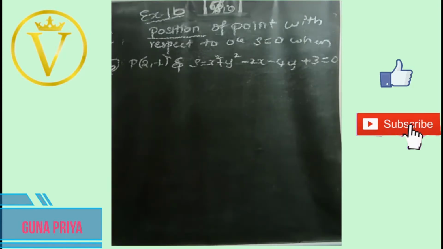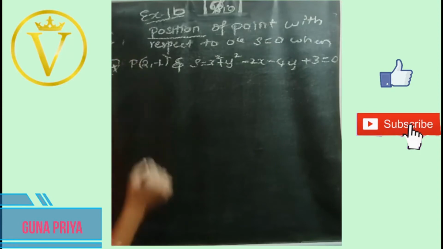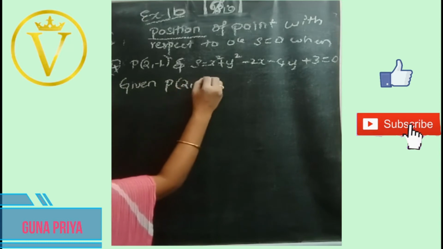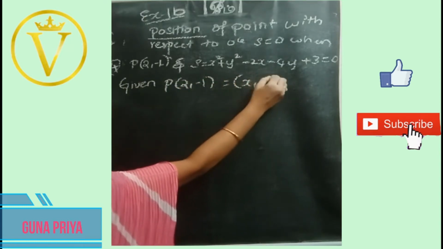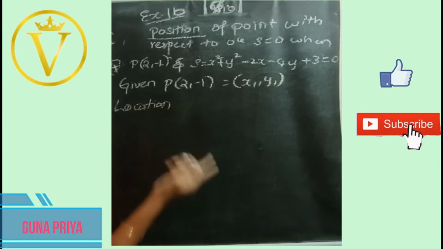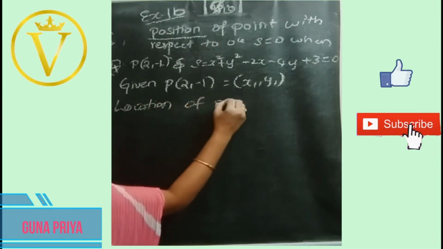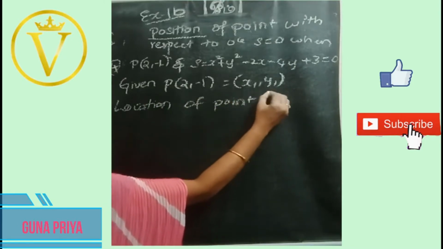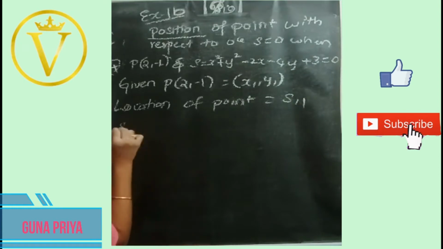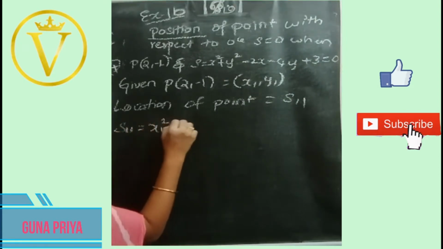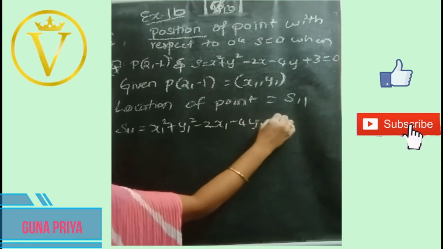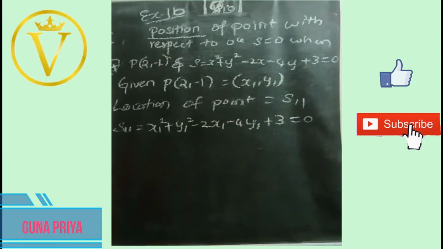Now this is the fourth problem. Given the point (2, -1), that is (x1, y1). Now we have to find the location or position of the point, that is S11. So S11 equals x1 square plus y1 square minus 2x1 minus 4y1 plus 3.